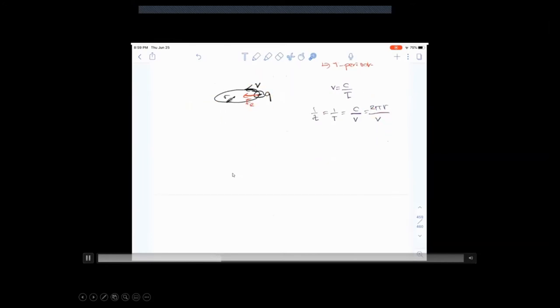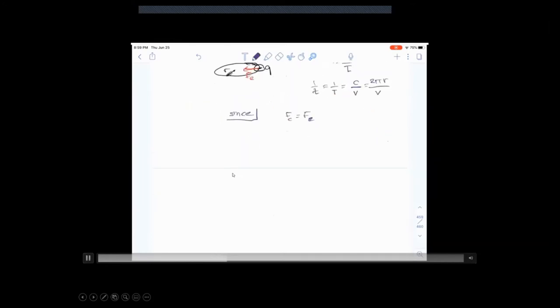Let me check to see if that's what I do, because this is a live lecture. All right, so that's what I'm going to do. But before I do that, I want to figure out what the speed is. And the speed is easy to figure out because the motion itself is centripetal circular motion. So there's centripetal force. In this case, it's the electrostatic force.